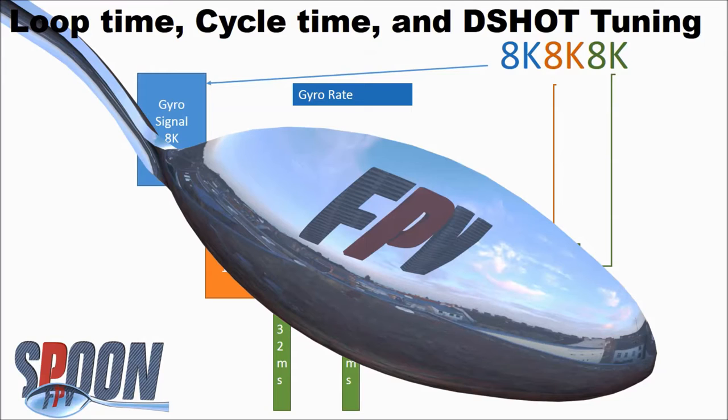This video is in response to my previous DSHOT video. I want to go over some tuning and some other things that I wanted to fly it a little bit longer before I put out a video on. And I've got a lot of questions regarding loop time and cycle time, and I kind of want to demystify that first. I'll put something in here so you can skip over this if you want.